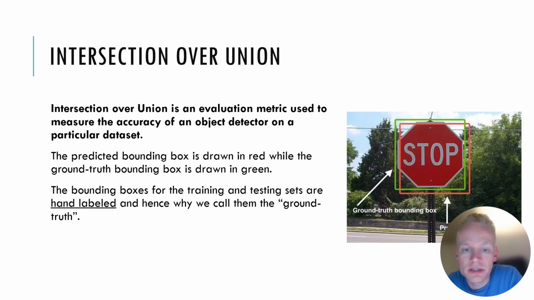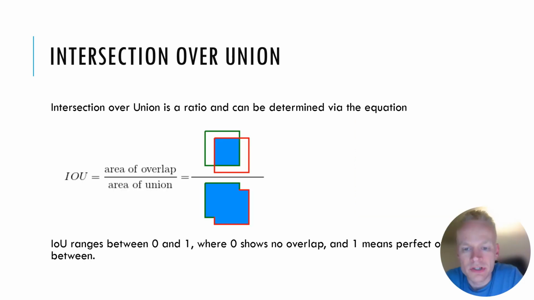Intersection over union is an evaluation metric used to measure the accuracy of an object detector on a particular dataset. The predicted bounding box is drawn in red, while the ground truth bounding box is drawn in green. The green box is hand labeled, and that's why we call that the ground truth. The red box is actually predicted by the computer. As you have seen in the previous slides, the green and the red box didn't perfectly match. We can calculate how well these two boxes match with intersection over union.